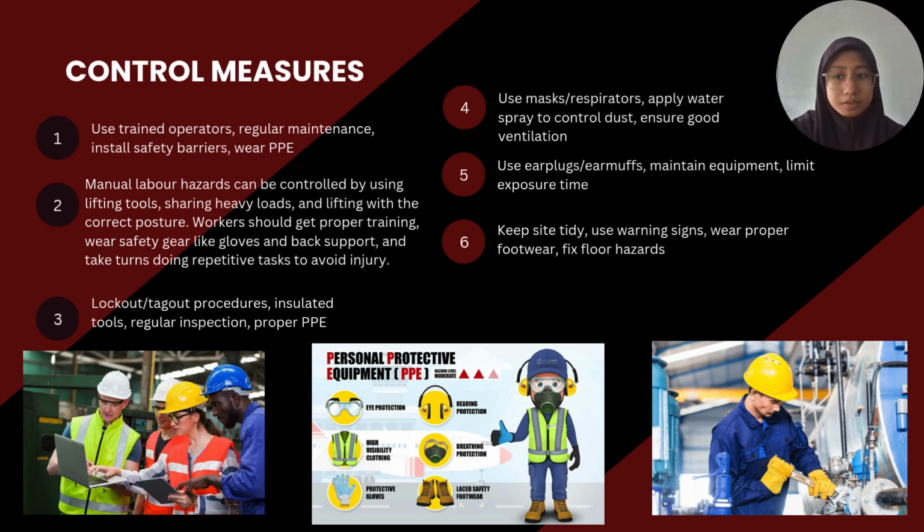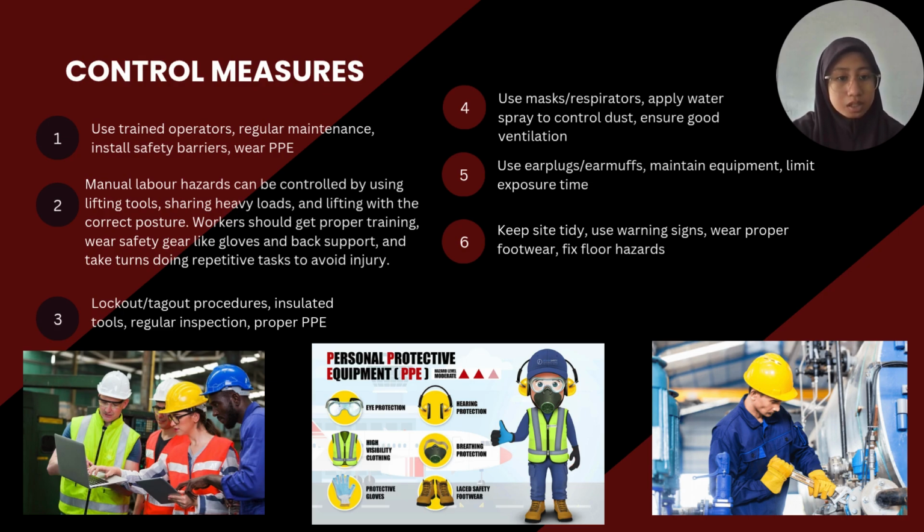First, for heavy machinery safety, we ensure that only trained operators can handle the heavy machinery. Regular maintenance is crucial to prevent malfunction. We also install safety barriers and ensure all workers wear the correct and suitable PPE such as helmet, gloves, and reflective vest. Second, manual labor hazard can be controlled by using lifting tools, sharing heavy loads, and lifting with the correct posture.